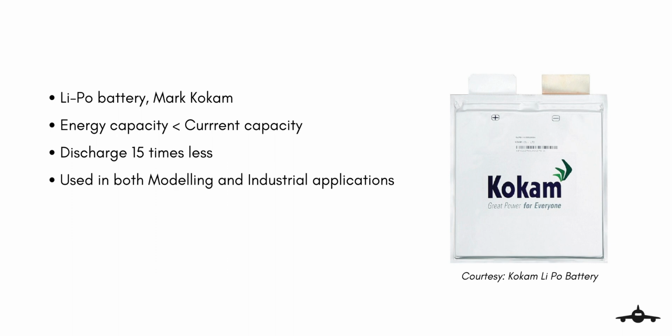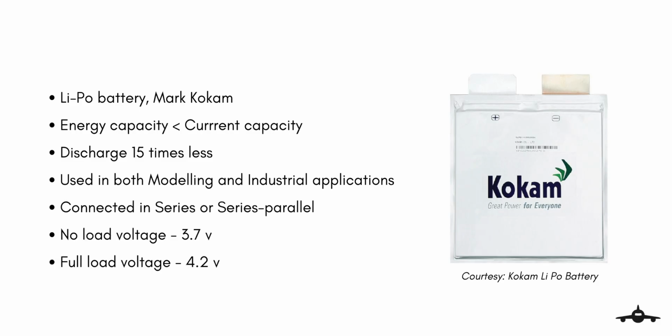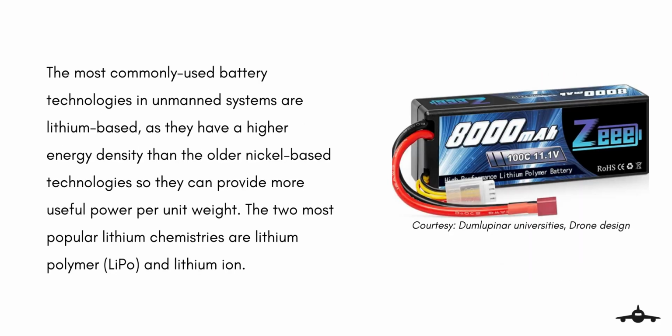LiPo battery packs that are used in both modeling and industrial applications are made up of sets of cells connected in series or even in parallel series combinations. Each of the cells has a nominal voltage of 3.7 volts, although at full load they reach 4.2 volts. Their discharge depth, that is the minimum value of the voltage they can reach during use, should not fall below 2.8 volts.